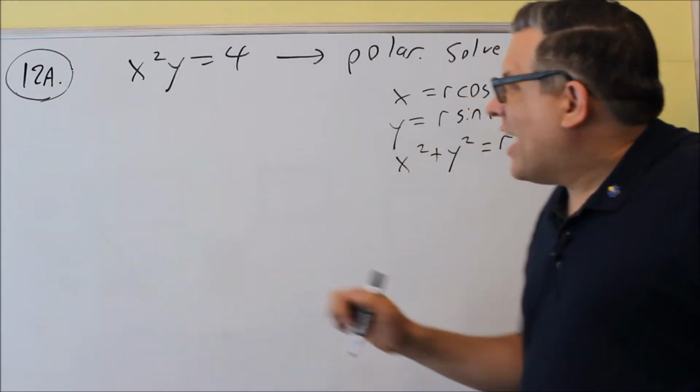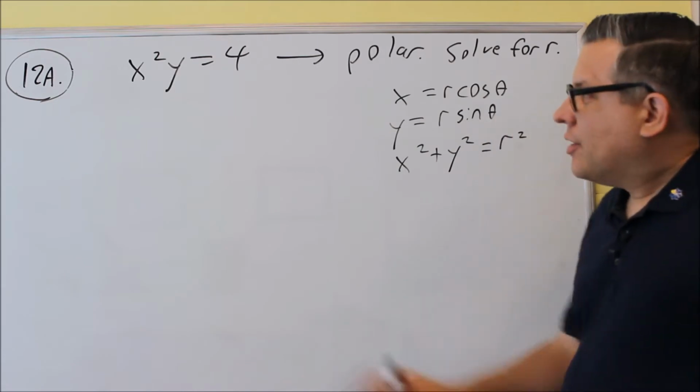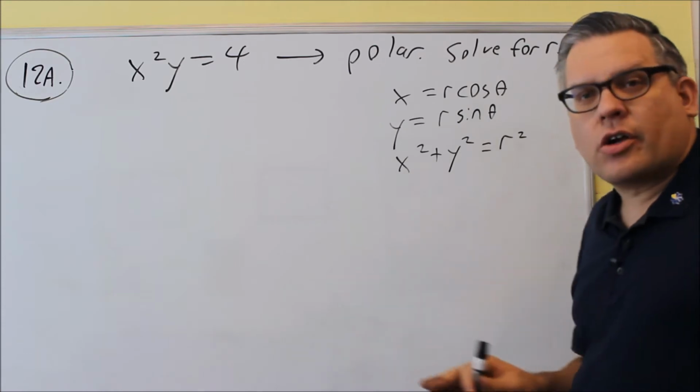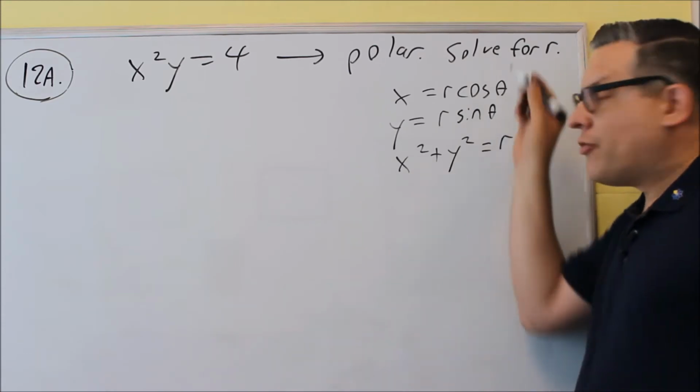Okay, so everywhere you see an x, you're going to replace it with r cosine theta. Where I see a y, I'm going to replace it with r sine theta. So we're going to substitute those in there and simplify it. And then we're going to solve for r.